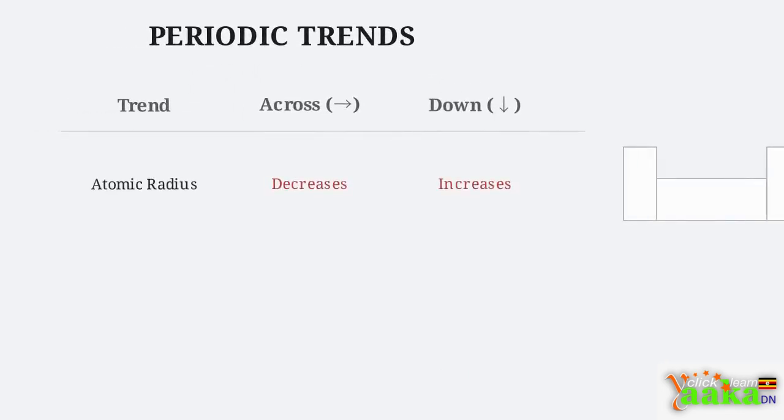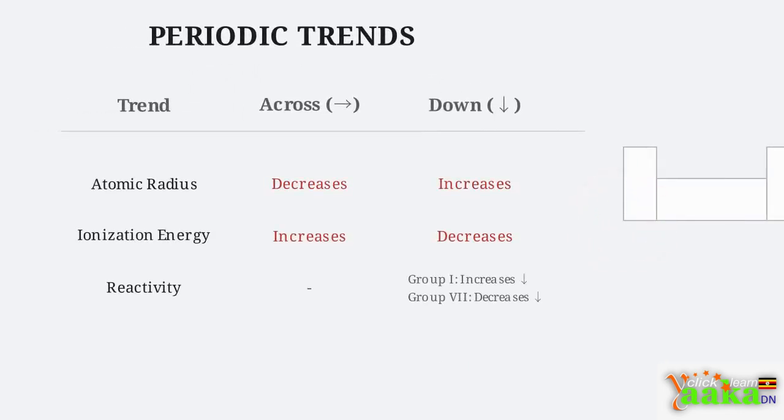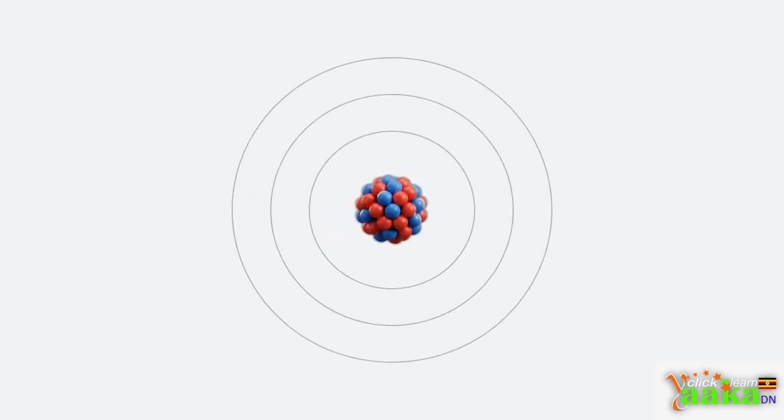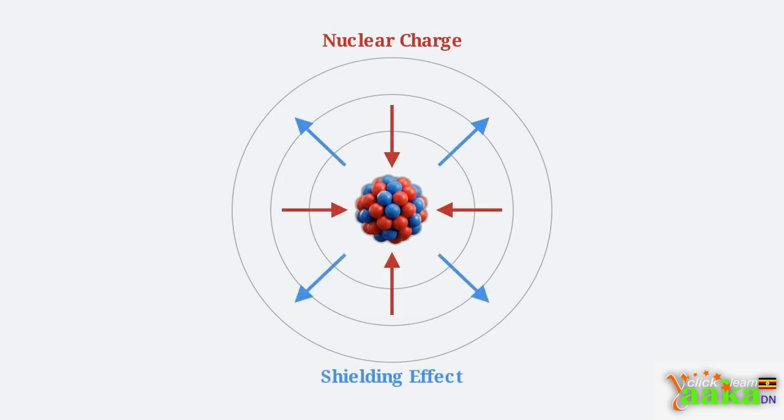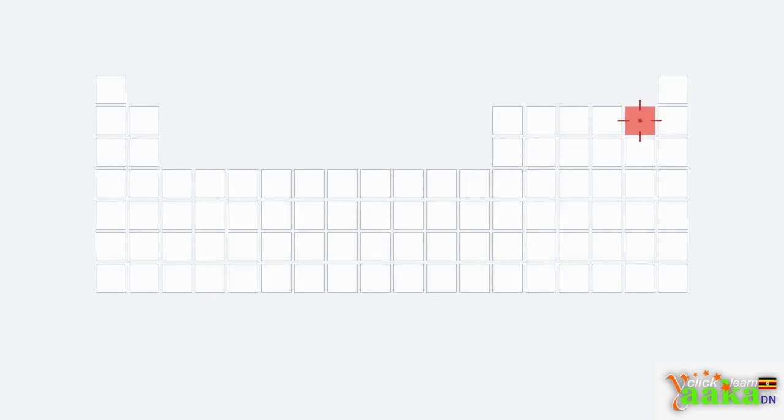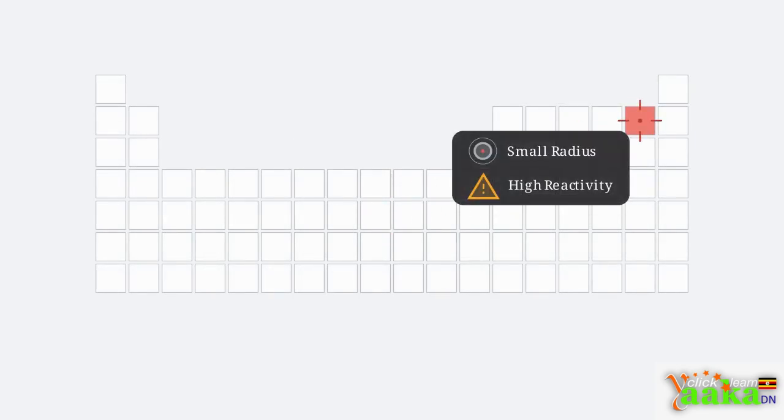These trends create a clear pattern. Elements at the bottom left are large reactive metals. Elements at the top right are small, reactive nonmetals. Balancing the nuclear pull against the shielding effect provides a framework for understanding chemical behavior. It allows you to anticipate the properties of an element simply by looking at its position on the map.